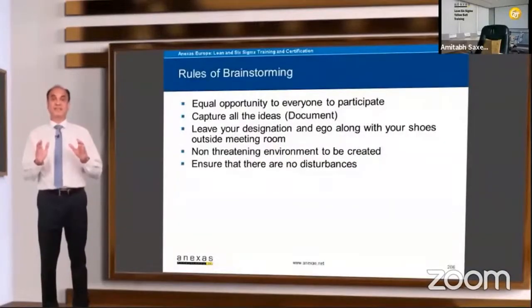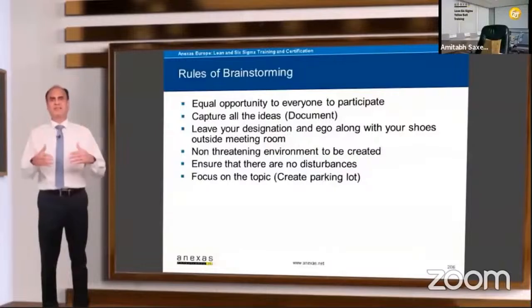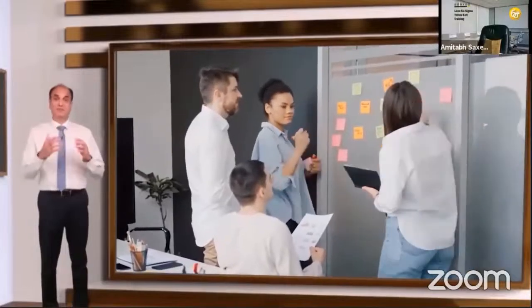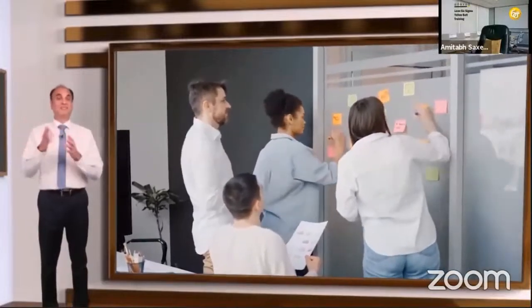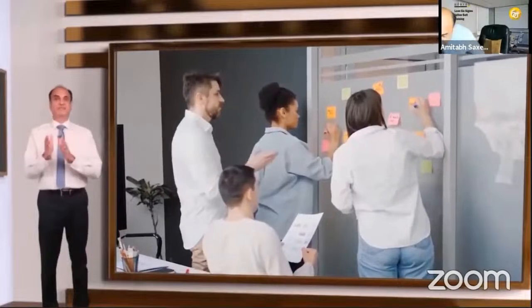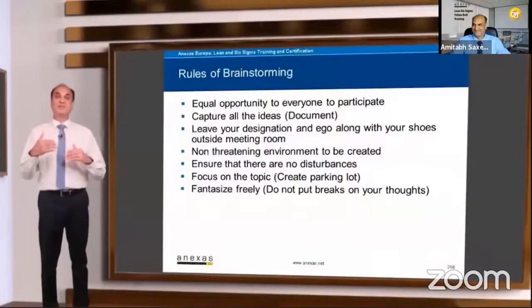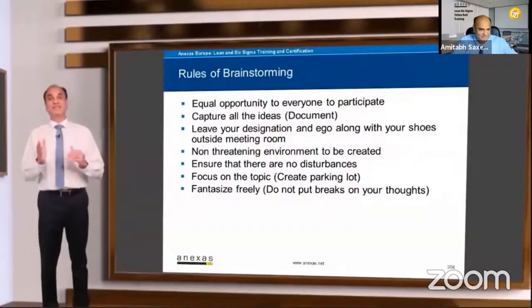Also, we should ensure that wherever the brainstorming is taking place, there should not be any disturbance, so people are focused on brainstorming. Sometimes people might deviate from the topic. There is a tendency that some important issue crops up during the discussion. At that time, you can always create a parking lot, saying that this idea or this issue is very, very important, and we can park it to be discussed once we complete the brainstorming on this particular topic. We should encourage people to fantasize freely. We should not put brakes on our thoughts.